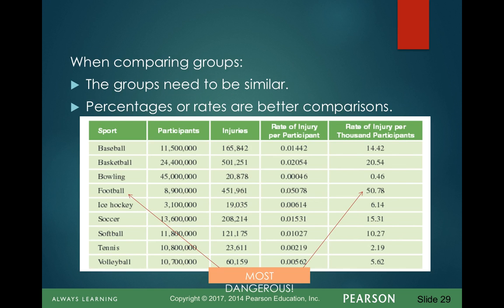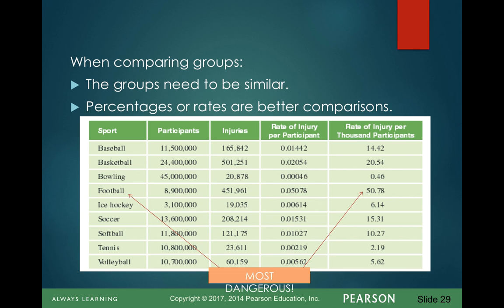Now, let's go ahead and look at the information that would be nice to have. How many total participants do we have? Well, you can see that in basketball, 500,000, just a little bit over, out of 24 million. So if you come over to the rate of injury per 1,000 participants, it's only 20.54.